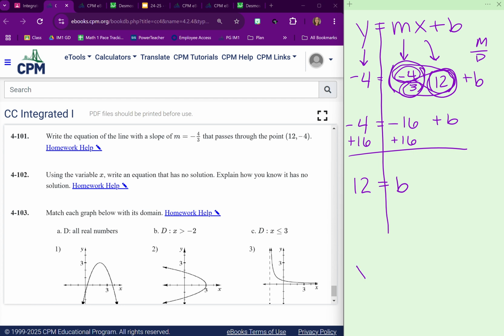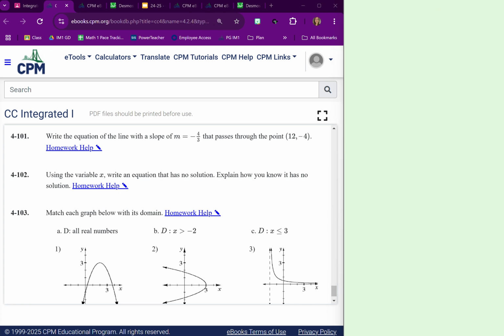So now I have enough to plug into y equals mx plus b. We know the m was given to us. That was negative 4/3. And now the b we know is 12. Pause the video, make sure you have some work shown.